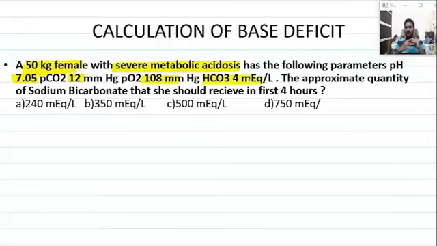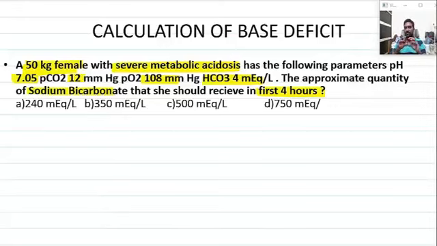So bicarbonate is 4, very less, and pH is also very less. At this low pH, the body's metabolism will not happen properly and the patient can develop some end organ damage. Now what should be the approximate quantity of sodium bicarbonate that she should receive in the first 4 hours? So for this we should calculate the base deficit.